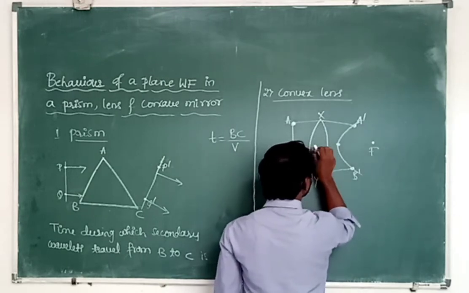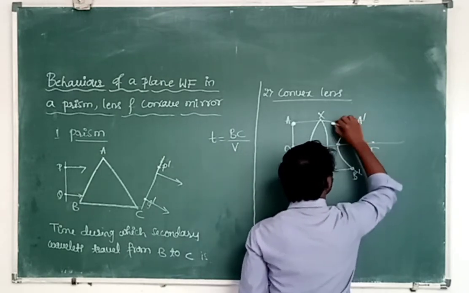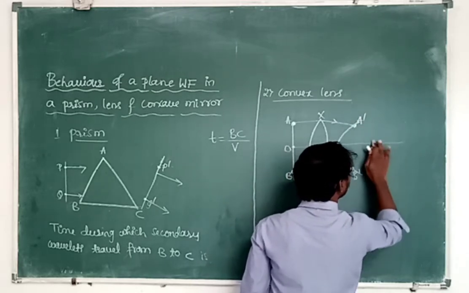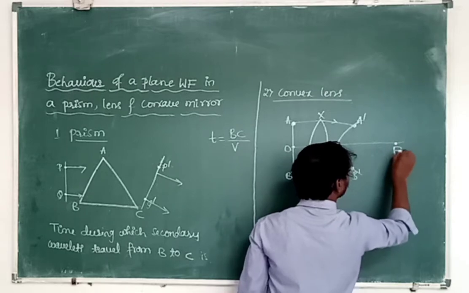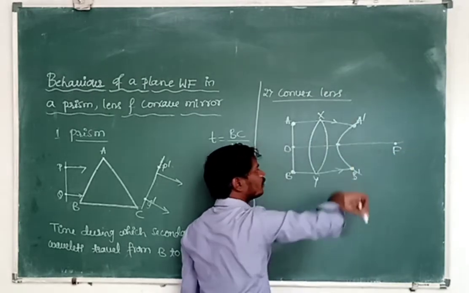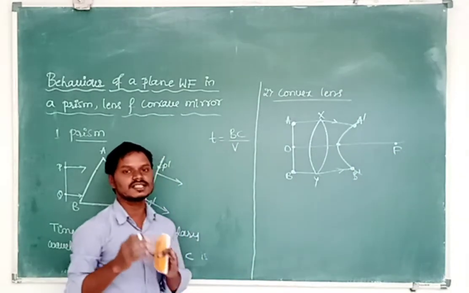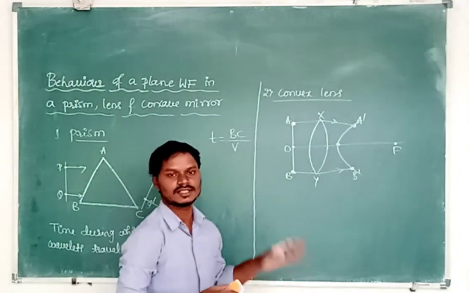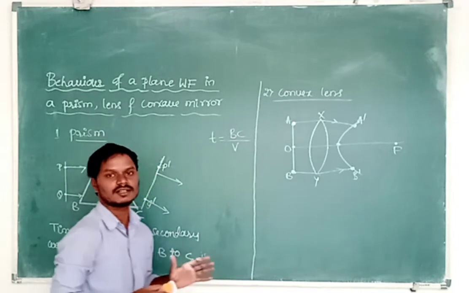Then after refraction, all the refracted rays will meet at a point. That point is called the principal focus. So the refracted wavefront, the emerging wavefront, is nothing but a converging spherical wavefront. What is that? Converging spherical wavefront.